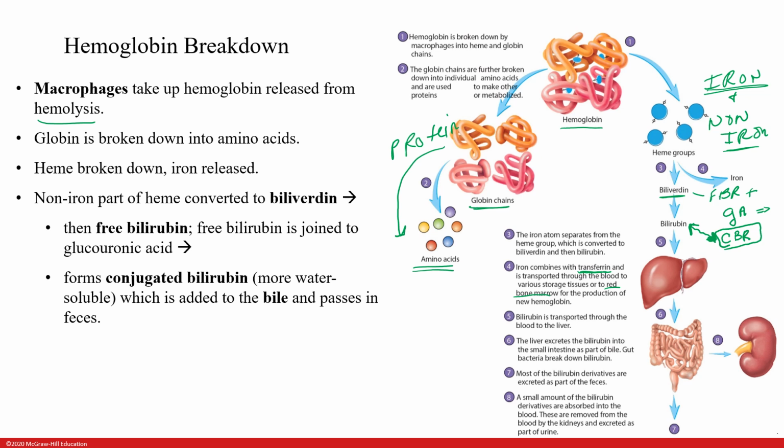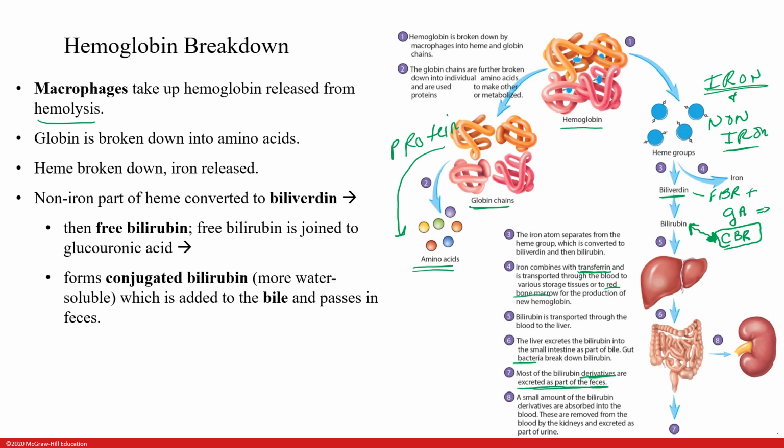Okay, that bilirubin is going to get transferred through the blood to the liver, and the liver is going to take most of that bilirubin and secrete it out into the small intestine as part of bile. And we'll talk about what bile's job is when we get to the digestive system. But what happens in the gut is we have bacteria that will break down that bilirubin and will turn it into smaller derivatives, pieces and parts, that then get excreted as part of the feces.